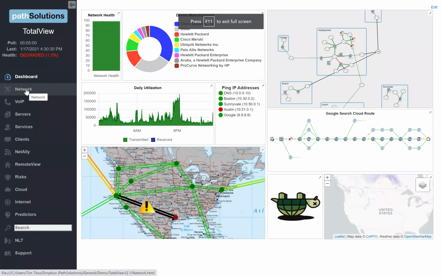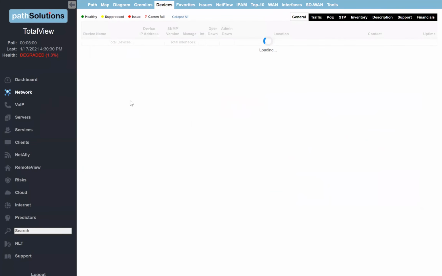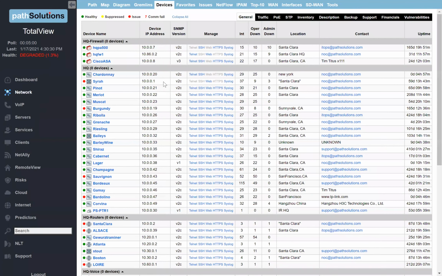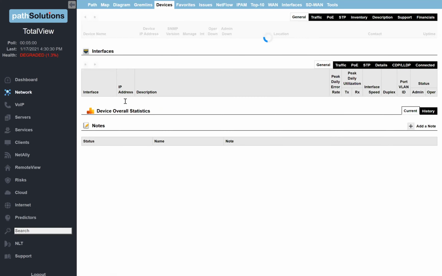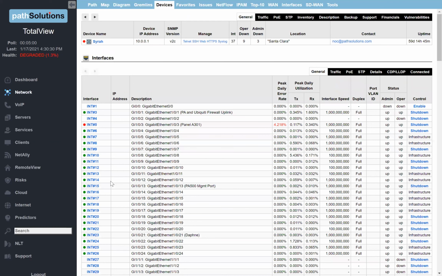So you deploy, it's going to rapidly scan through your network, and it's going to find all of your switches, routers, gateways, and firewalls, and immediately start picking up information from them. As it picks up information, it's going to be analyzing the information to say, here's what's broken. And by the way, you have something broken on the Syrah switch. Okay, let's investigate this. We click into the switch, and we're going to see, here's all the interfaces on the switch. Looks like interface 5 has a problem, and 4% packet loss.